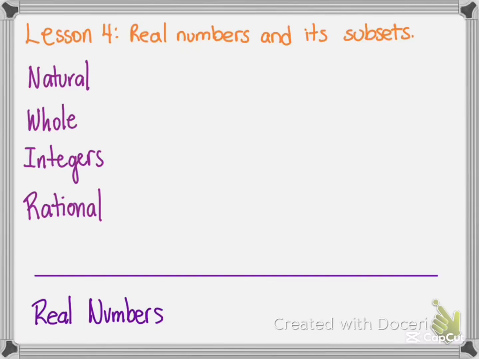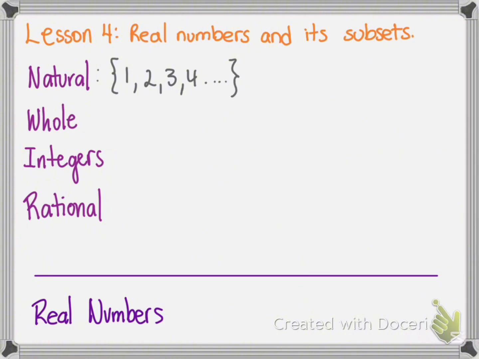Lesson 4, Real Numbers and its Subsets. We start by remembering what natural, whole, integer, and rational numbers are. Natural numbers are the numbers that you learn first, the ones that you use to count. That's what they're also called, counting numbers. And they are the ones that start with 1, 2, 3, 4, and they keep going forever.